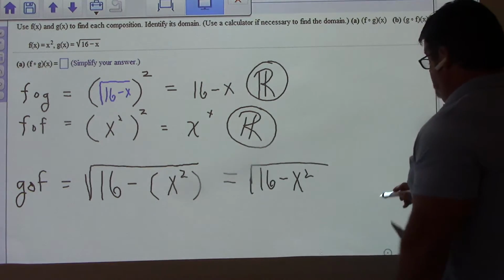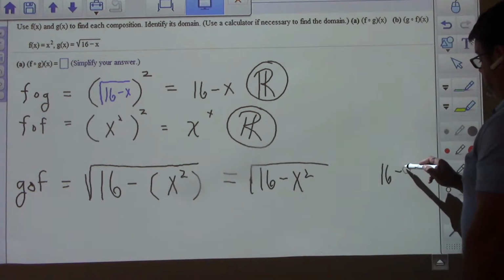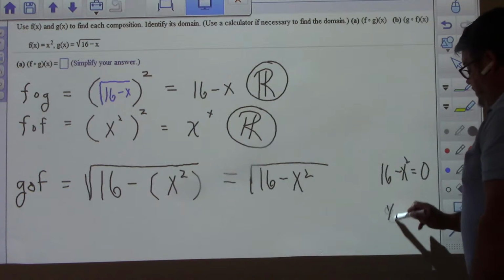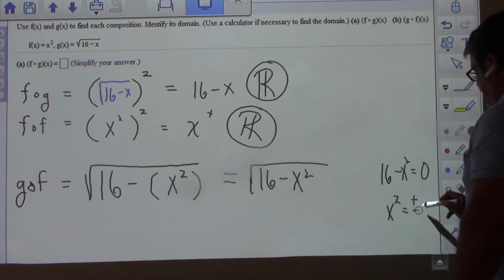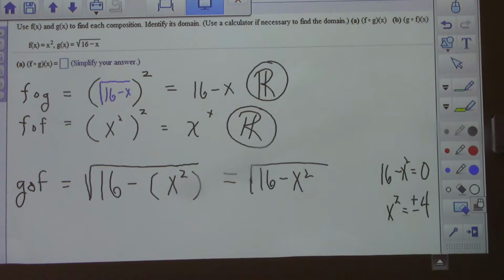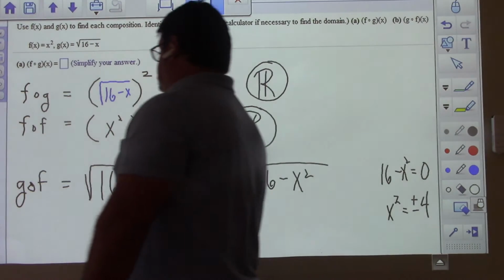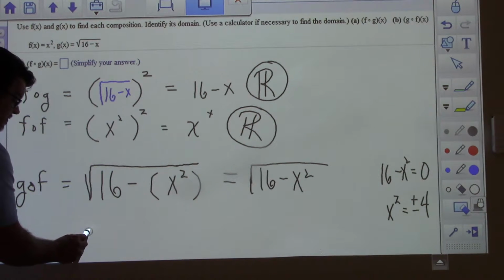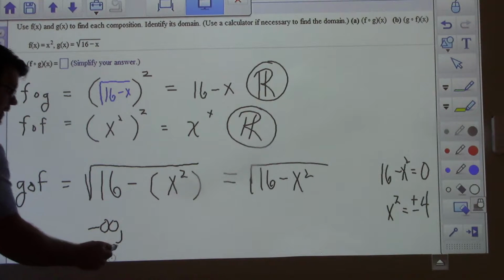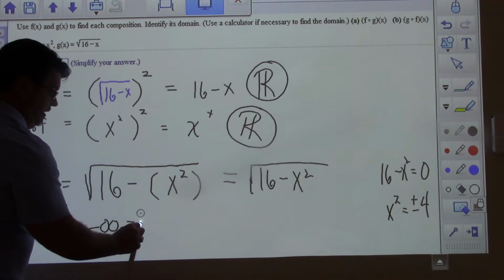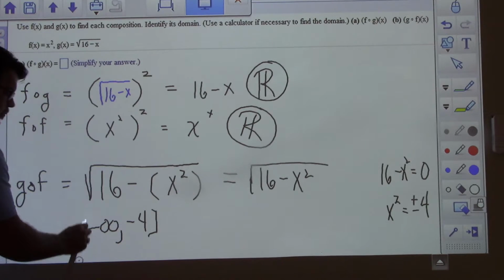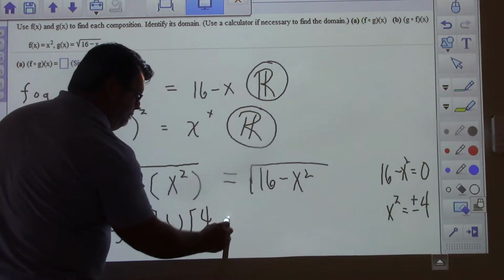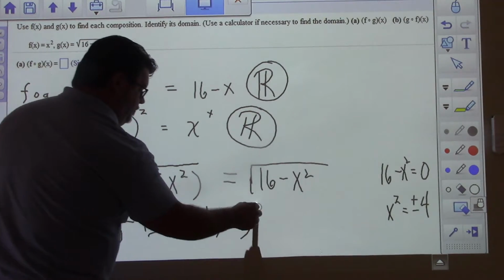So take the radicand out. The x squared is equal to positive or negative what? 4. So your domain here is going to follow the same pattern as the other one. It's going to be from negative infinity to what? Negative 4. And then from 4 to what? Positive infinity.